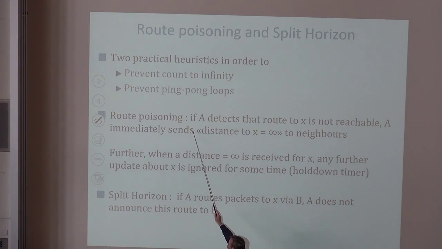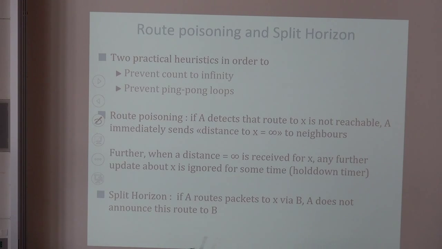Route poisoning is saying if you sense that a distance has become infinite, you immediately send an update to the neighbors with the value of this distance equal to infinity. And by sending it immediately, you will avoid, most of the time with high probability, the race conditions that occurred before, where you had A that has detected that the thing is infinite, but in the meantime had sent an update that was wrong.